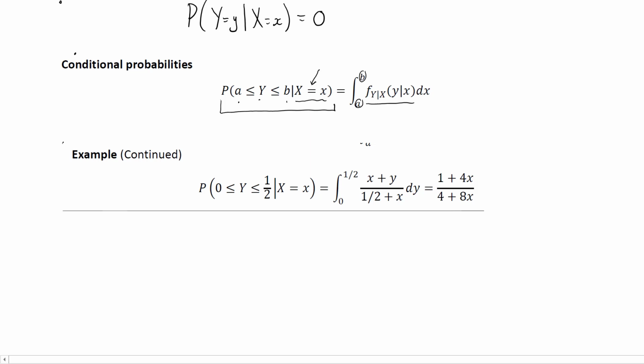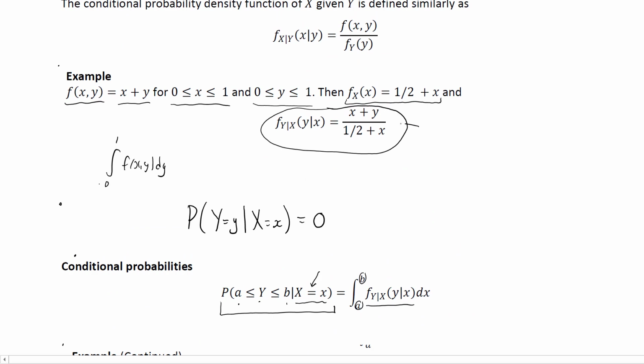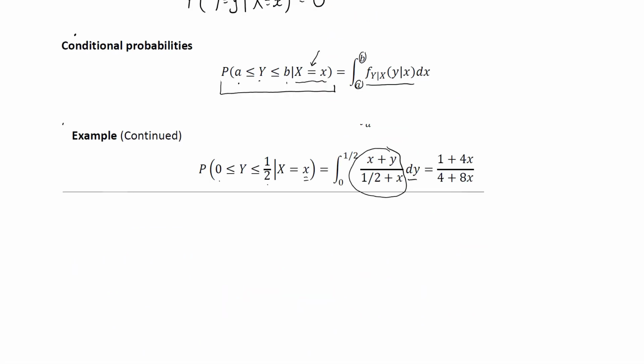So continuing our example, let's say I want to find the probability that y ends up in the interval between 0 and 1/2 conditionally on a specific value of x. Then I integrate y from 0 to 1/2. This is the conditional PDF that we found here, dy. And this integral is equal to 1 plus 4x divided by 4 plus 8x.